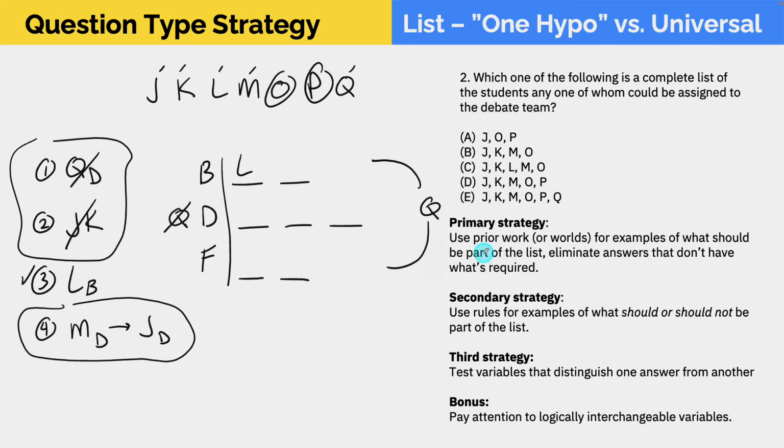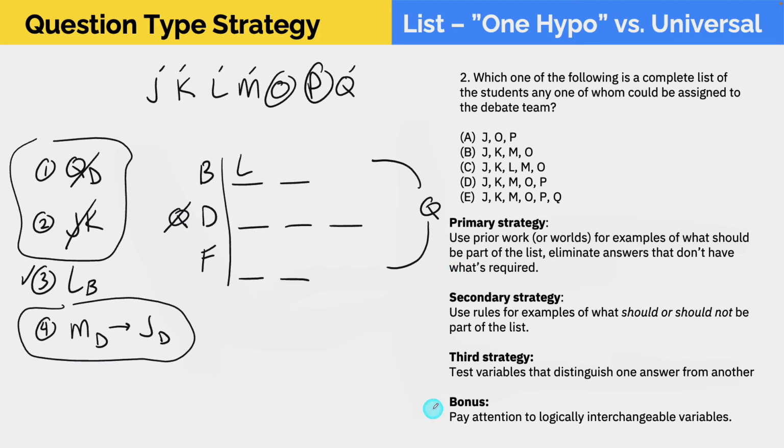Now, the approach that I take for a universal list question is this. First, I'm going to use prior work, or if I have worlds, I want to use those for examples of what is going to be part of the list and what should not be part of the list. Second, I'm going to go back to the rules and check to see, do any of the rules tell me what should be part of the list or shouldn't be part of the list? Now, if that still doesn't get us down to just one answer, then the third strategy is to test variables that distinguish one answer from another. So if you're left with two answers and they're all the same except one answer has the letter M, for example, then you'd want to test the letter M to see whether that's going to be correct or not.